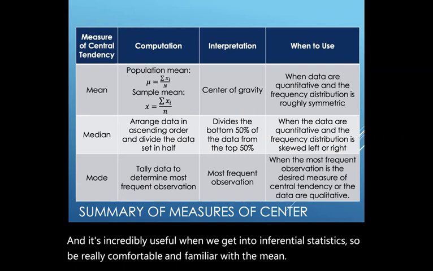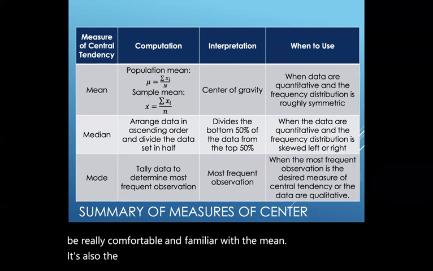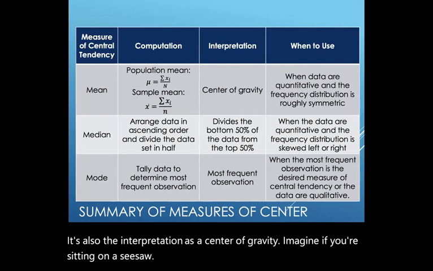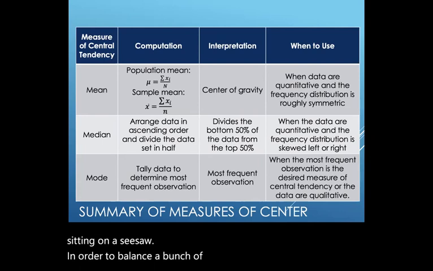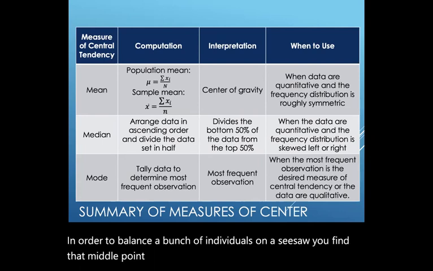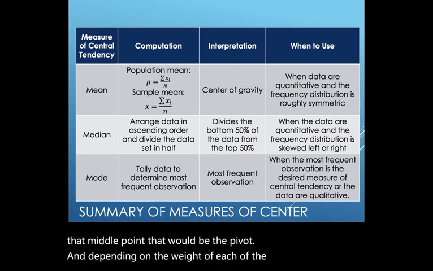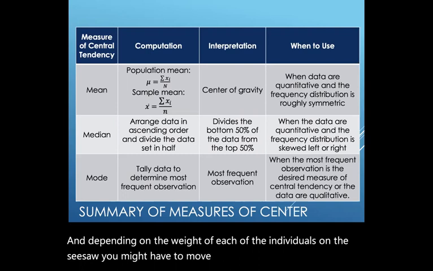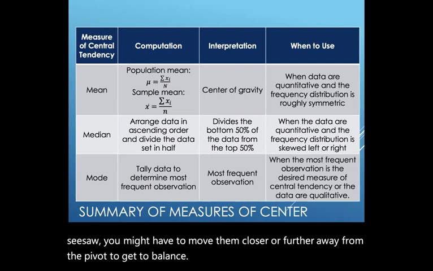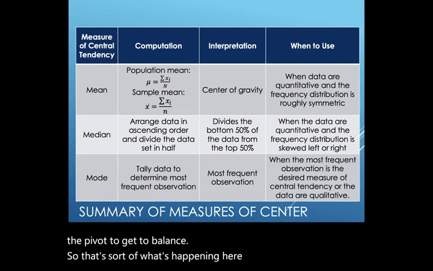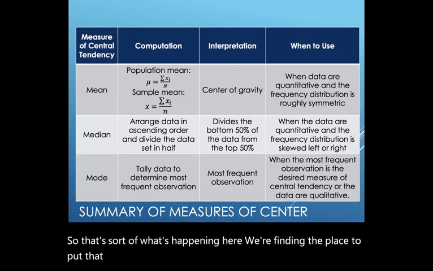It also has the interpretation as a center of gravity. Imagine you're sitting on a seesaw. In order to balance a bunch of individuals on a seesaw, you find that middle point that would be the pivot. And depending on the weight of each of the individuals on the seesaw, you might have to move them closer or further away from the pivot to get to balance. So that's sort of what's happening here. We're finding the place to put that pivot so that the seesaw doesn't fall to one side.